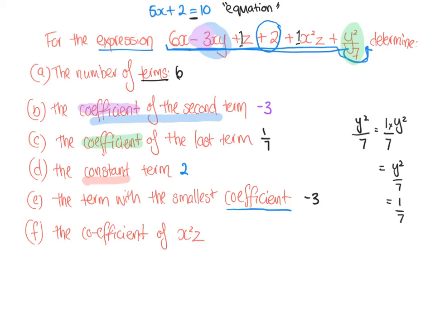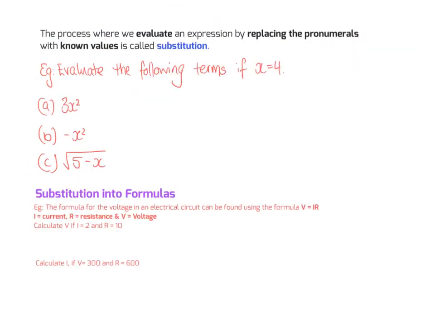All right, now what's the coefficient of the x squared z? I already talked about that. When you don't have any number, it's assumed to be a 1. So the coefficient of that is actually 1. Okay, we're going to get some questions like this.